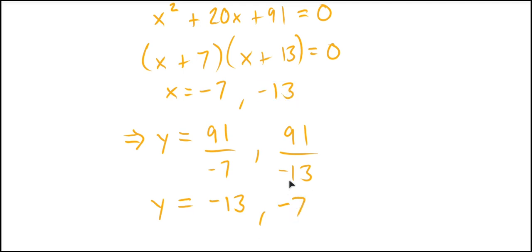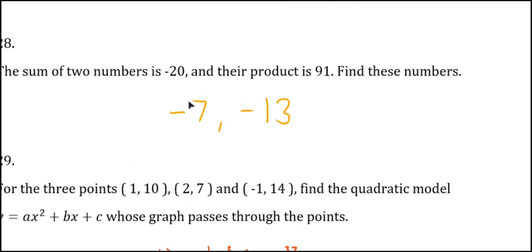Those aren't really two distinct solutions. These are just our two numbers that have the property that they sum to negative 20 and have a product of 91. So these are our two answers.